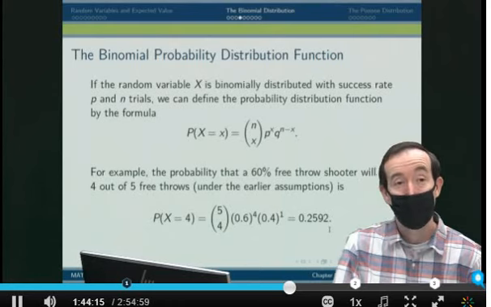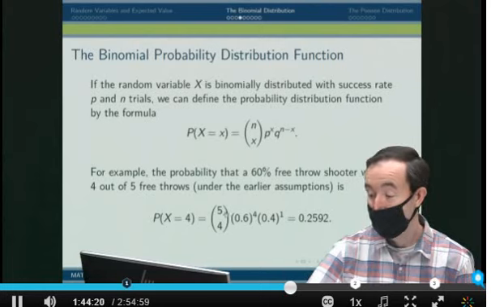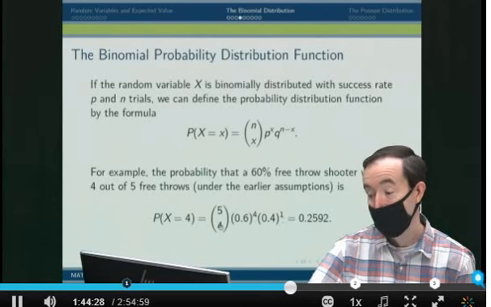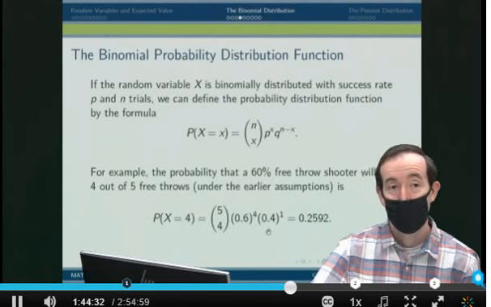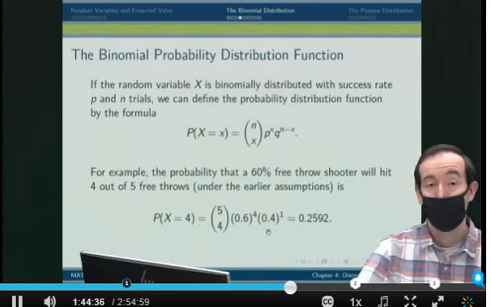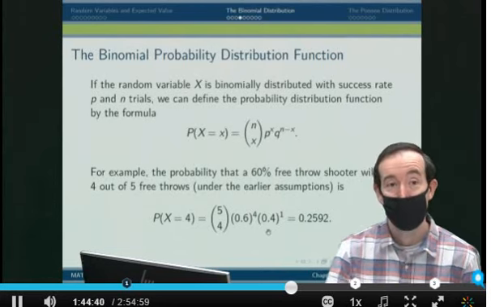I could also find the probability that they missed all 5. It would be 5 choose 0 times 0.6 to the 0 times 0.4 to the 5th. That'd be 1 times 1 times 0.4 to the 5th. What is 0.4 to the 5th? It's basically 0.1%. Okay, so that's going to be very unlikely.